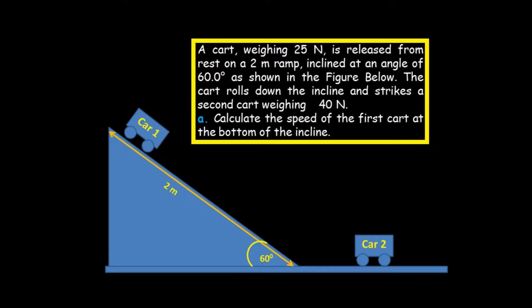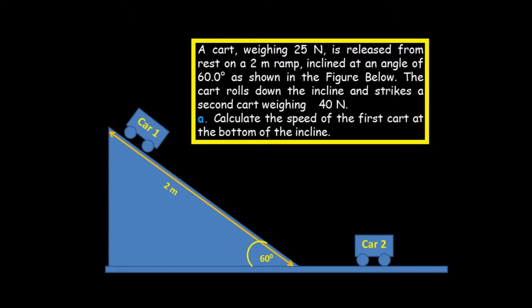A cart weighing 25 newtons is released from rest on a 2-meter ramp, inclined at an angle of 60 degrees, as shown in the figure below. The cart rolls down the incline and strikes a second cart weighing 40 newtons. A. Calculate the speed of the first cart at the bottom of the incline.